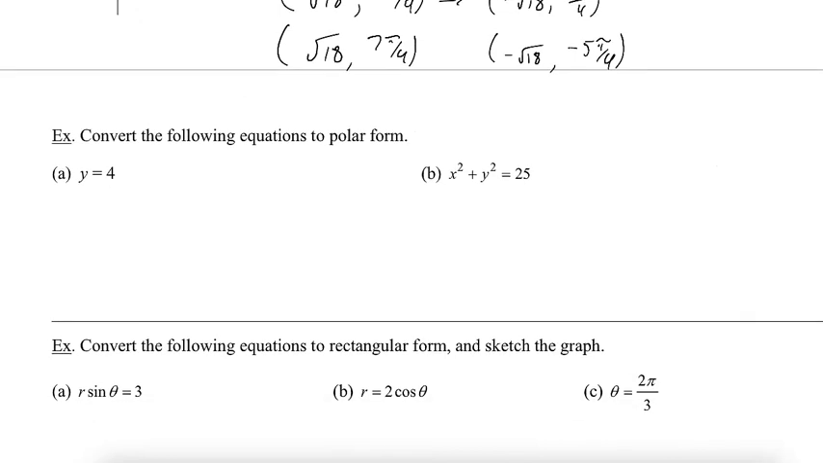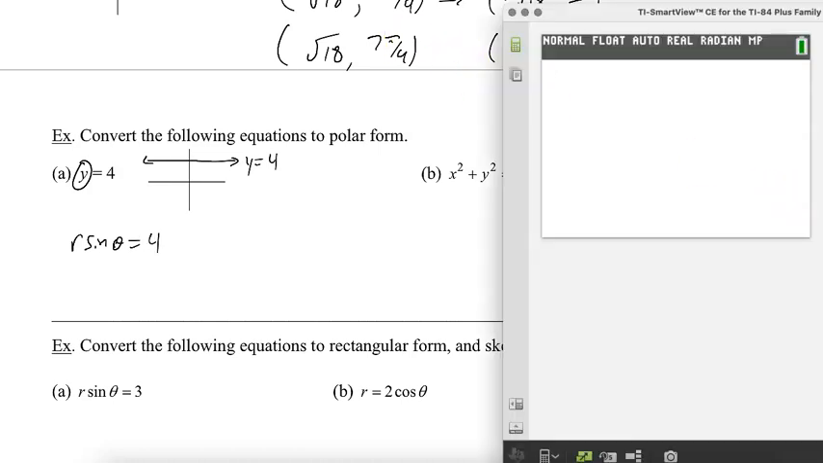Okay, convert the following equations to polar form. So y equals 4. I know this line is a line something like this, right? And I know y is r sine of theta. So I have r sine theta equals 4. That is the same equation in polar form. Super ugly though. And just to show you, in your calculator, because they're either going to give you a graph of these things when you have to do them, or they will give you a calculator to help you kind of figure them out.